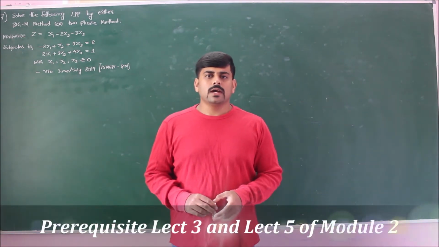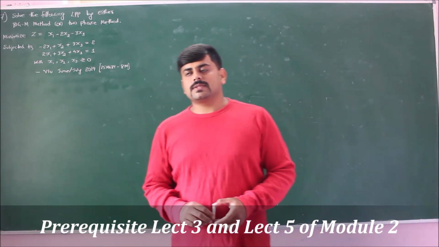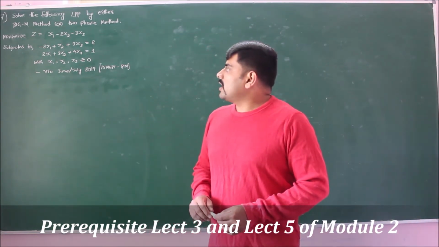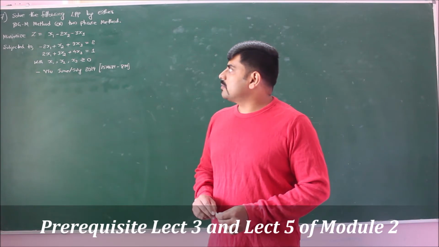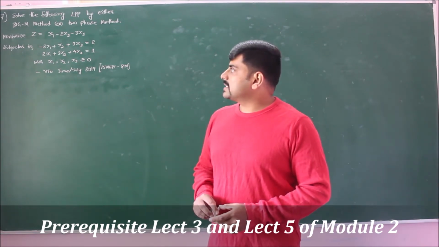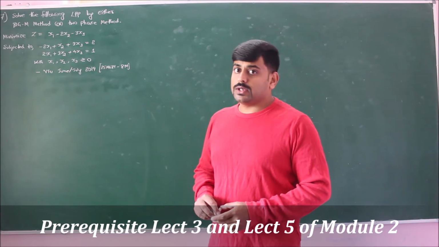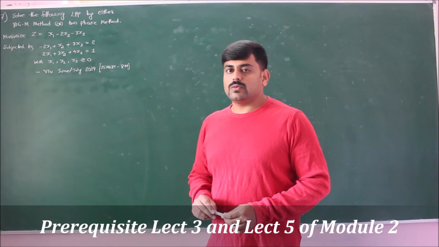The problem number 7 of our discussion on linear programming problems states: solve the following LPP by either big M method or two-phase method. Minimize z equals x1 minus 2x2 minus 3x3 subject to the constraints minus 2x1 plus x2 plus 3x3 equals 2, 2x1 plus 3x2 plus 4x3 equals 1.